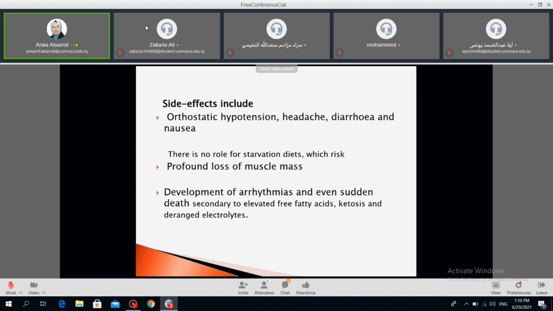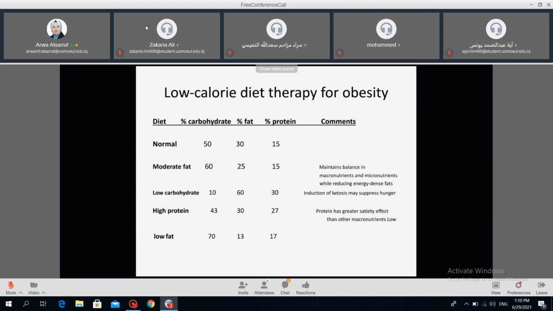The low calorie diet therapy for obesity. We have many types of low calorie diet, if you look at this table in front of you. The normal diet should contain 50% carbohydrate. Our energy will be in the form of 50% carbohydrate, 30% fat, and 15% protein.